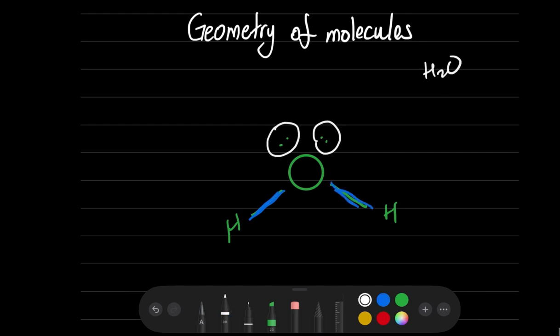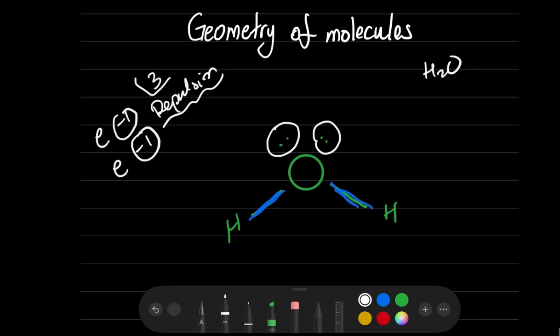As you remember, since you're dealing with electrons, if we have two electrons close to each other, you expect repulsion between them. At that point, the geometry of this molecule won't be stable as a result of this repulsion. And actually, we have three types of repulsion within the molecule.